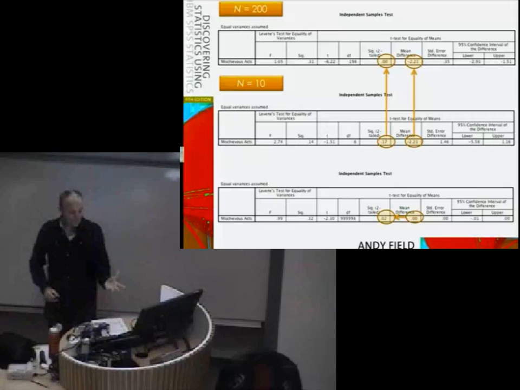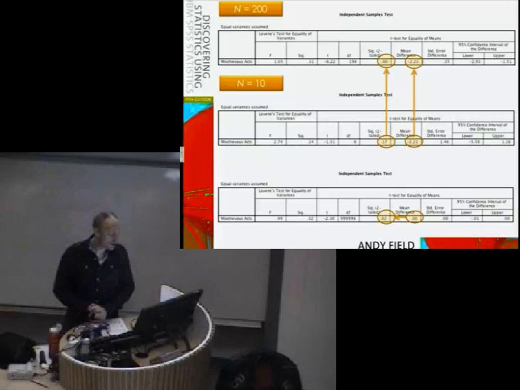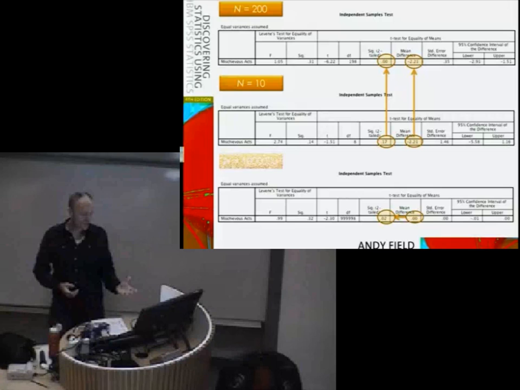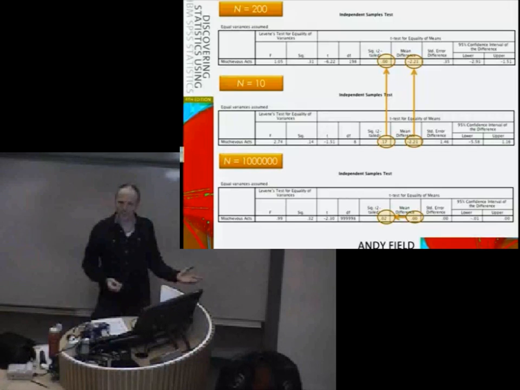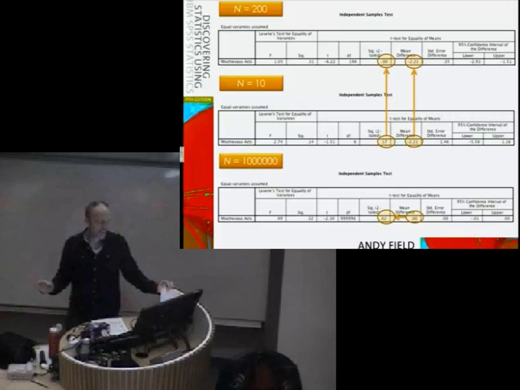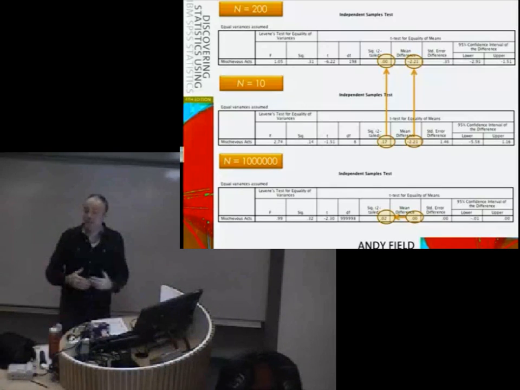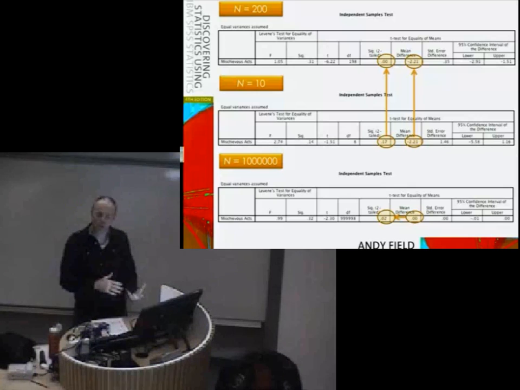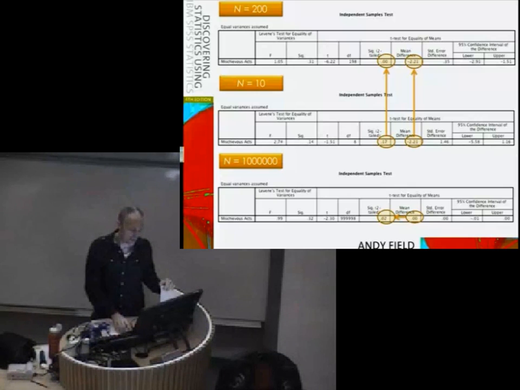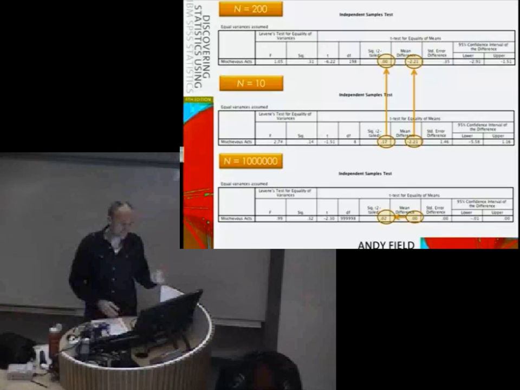And the answer to why this happens is that this is based on a huge sample. This is a sample of 1 million people, which of course you'd never have. But the point I'm trying to illustrate is that significance testing can be misleading. If you have big samples, you can end up with very, very small effects that appear to be important. And if you have small samples, you can end up with quite big effects that are deemed non-significant. So it's not a perfect process.